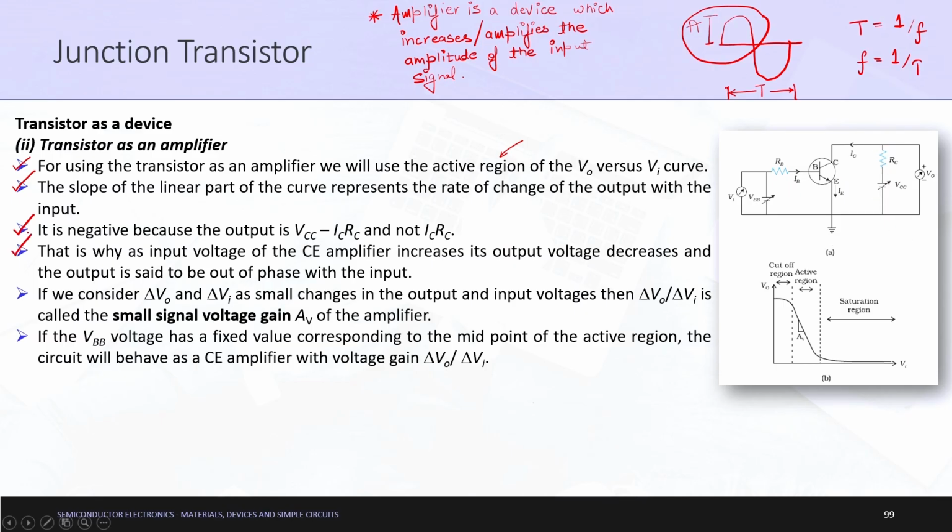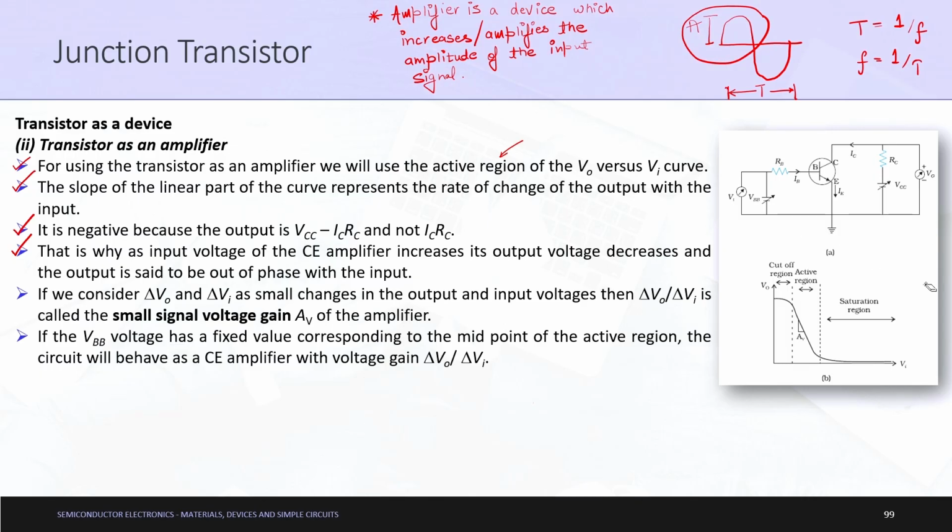Fine. That is why as input voltage of the CE amplifier, what is CE here? CE is basically common emitter. So, as Vi increases, its output voltage decreases. Why does it decrease? Because as Vi increases, this value of ICRC will increase. As ICRC increases, the complete value of V naught will decrease. Why? Because there is a negative effect of current on output voltage.